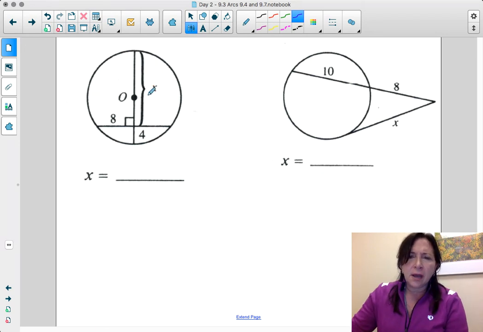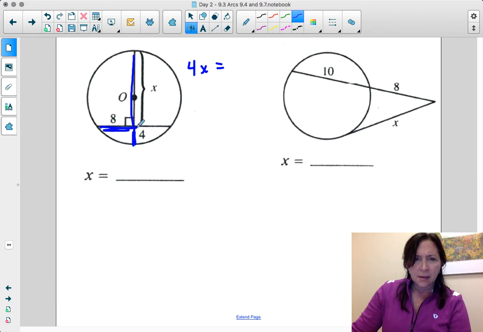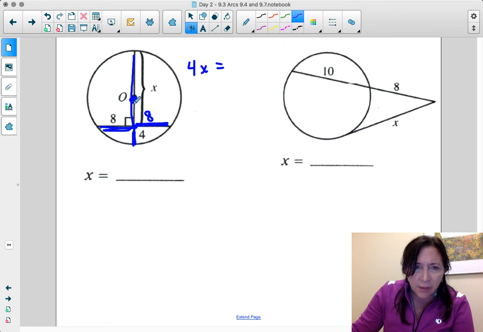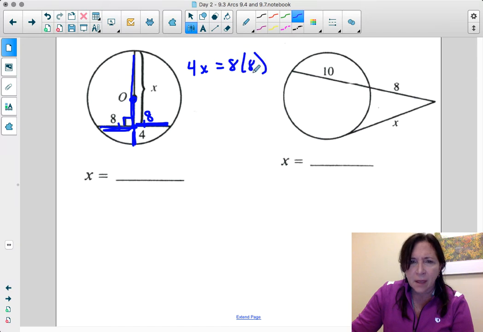2 more. This one is, let's see, 4 times this, which is x. So 4 times x equals 8 times that value, which is not there. But because we know that this comes down and is perpendicular, that means that this is bisected, so that's 8. So 8 times 8. And then we have to divide by 4 on both sides, and we get x equals, 4 divides into 8 twice, 2 times 8 is 16.